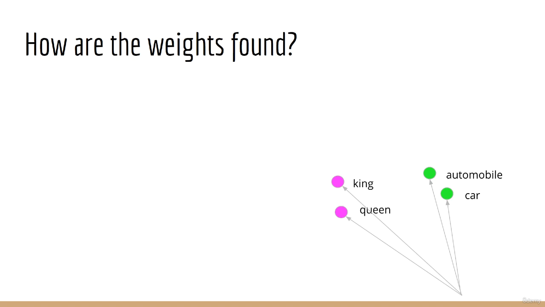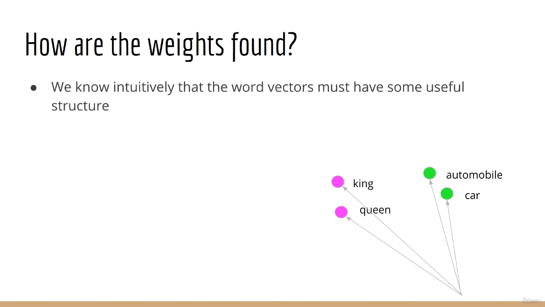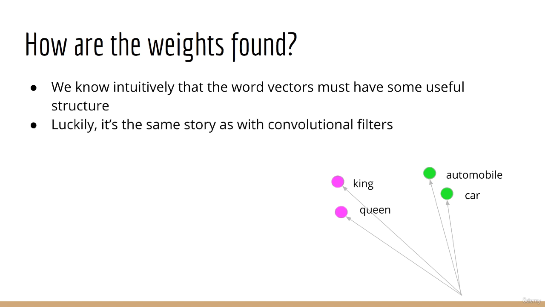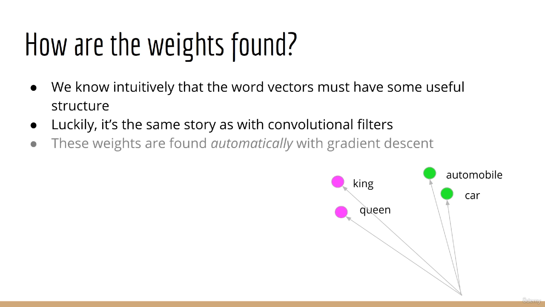One question you might have at this point is, we know intuitively that similar words should be closer together than dissimilar words. In other words, these feature vectors should exist somewhere meaningful relative to each other. For example, king should be close to queen, and car should be close to automobile, but queen should not be close to car, and king should not be close to automobile. So how can we make sure that that's the case? Luckily, this is the same story as with convolutional filters. Because they are just weights in a neural network, they all get trained automatically. There's nothing fancy you need to do.